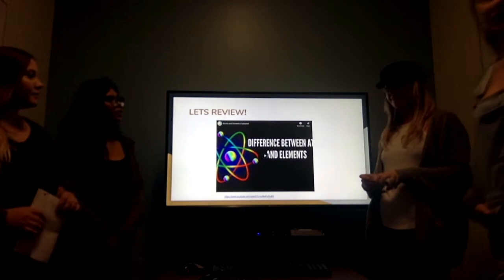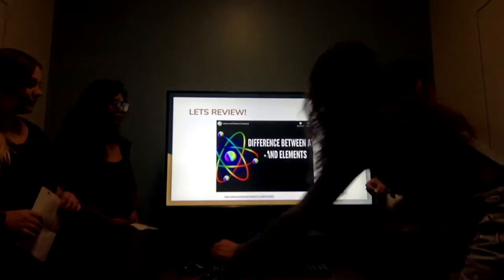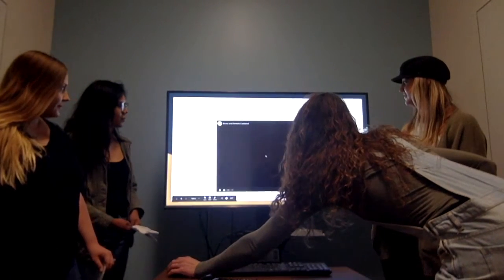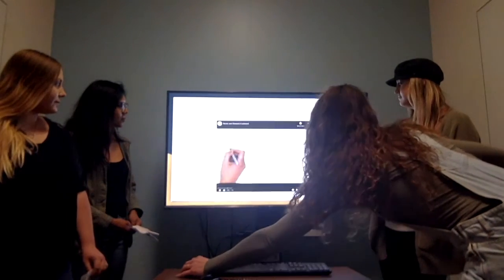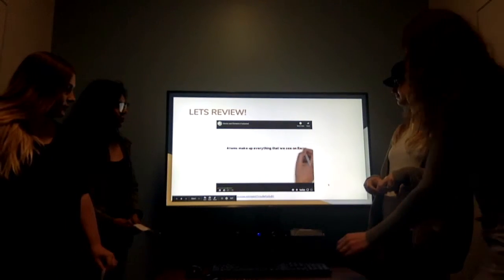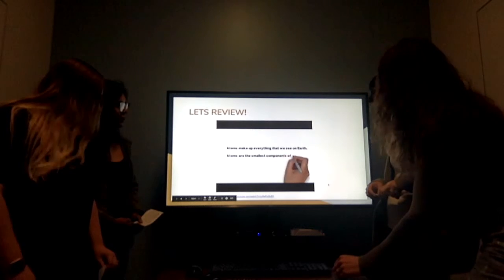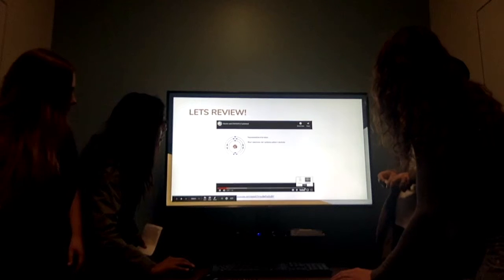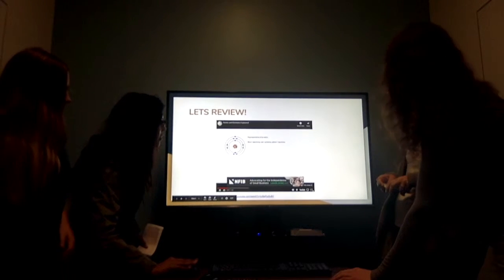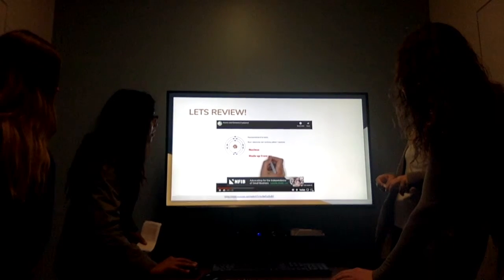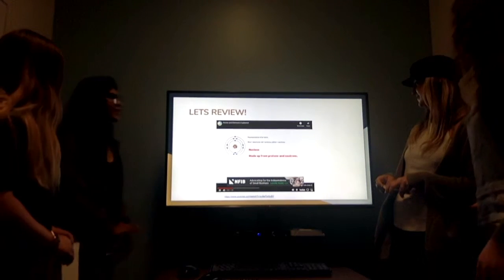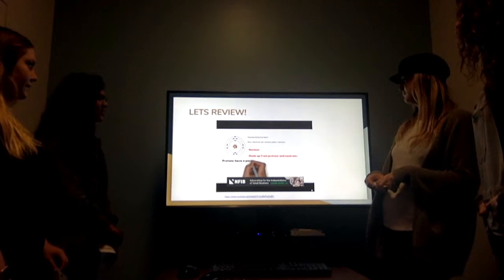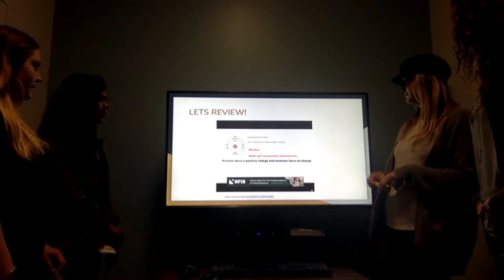Alrighty, now let's review. Atoms make up everything that we see on Earth, and they are the smallest components of matter. The diagram of an atom is shown here. The center of the atom is called the nucleus, which is made up of particles called protons and neutrons, protons being red and neutrons being yellow. Protons have a positive charge, and neutrons have no charge.